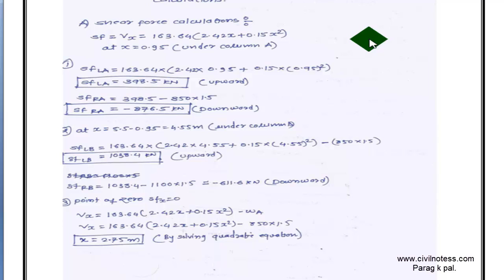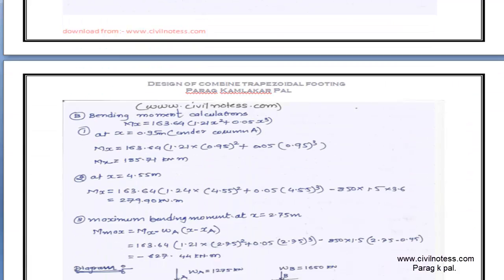Same bending moment calculation, but you have to use the Mx equation here and put in the same particular distances: x equals 0.95, x equals 4.5, and x equals 2.75, where the shear is zero, the point of contraflexion is to be coming around there. Now the diagrammatical representation is like this. This is your shear force value, here 0, at this 2.75 distance. You get the maximum bending moment here.